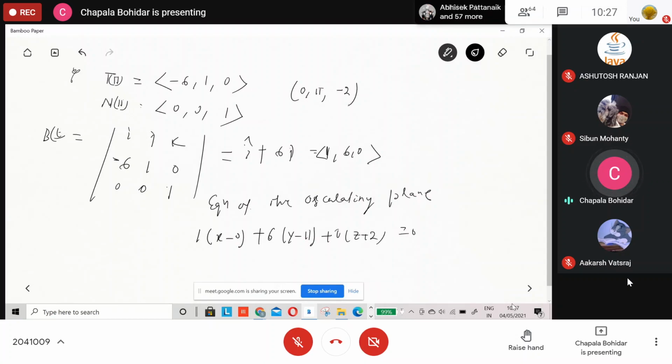equal to 0. So we get our value: x plus 6y is equal to 6 pi. Sorry, it is 6 pi.